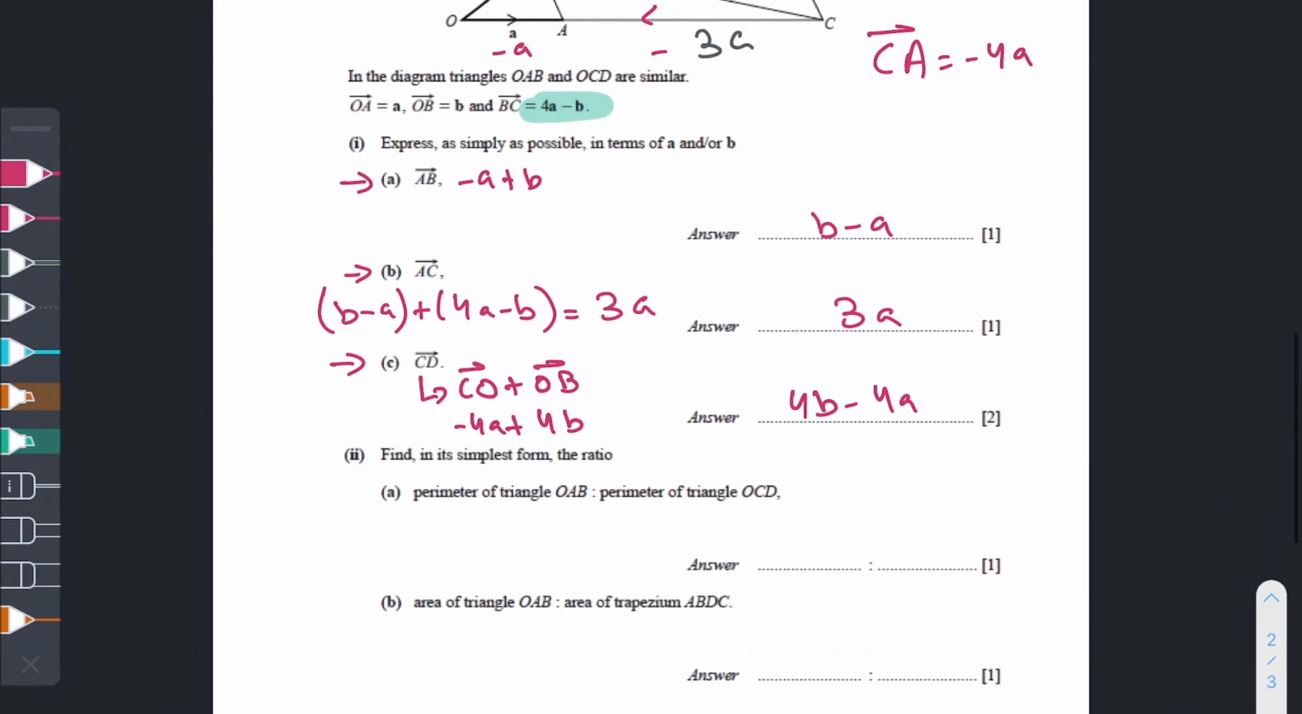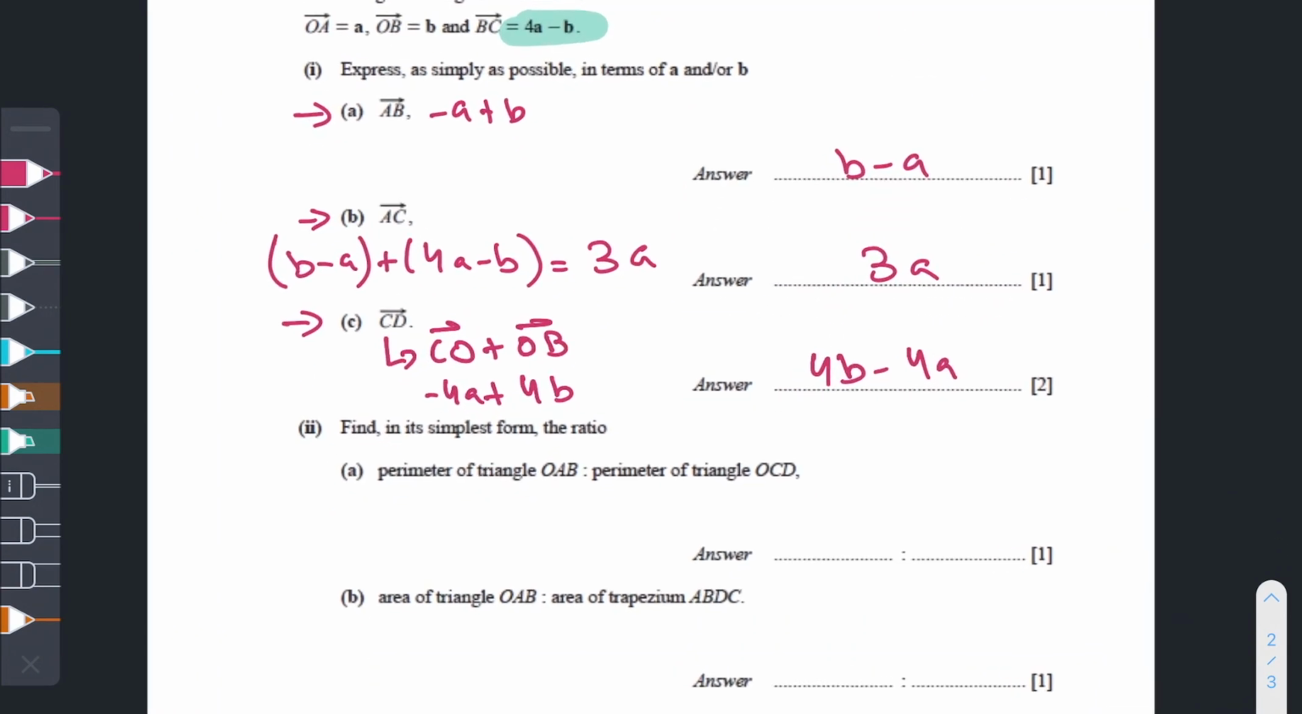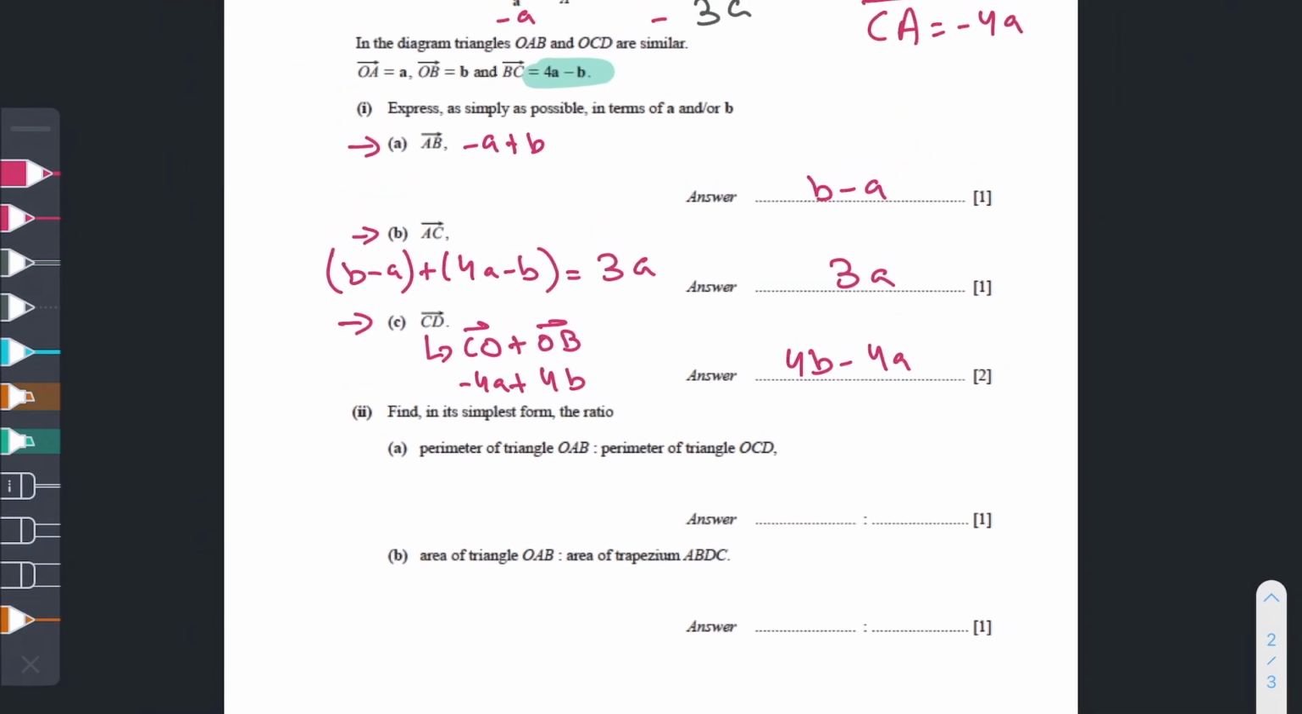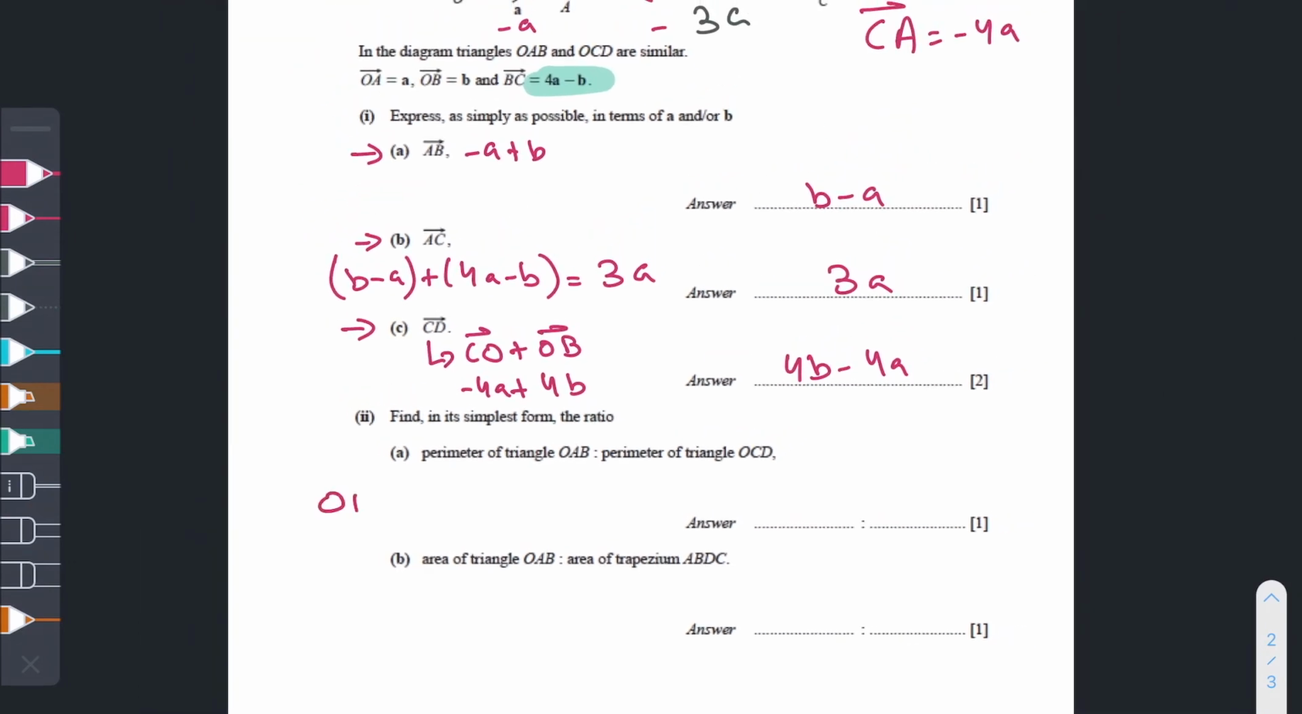The next part says, find in the simplest form the ratio of the perimeter of the triangle OAB and the perimeter of the triangle OCD. This is a very simple question. You can pick any side. For example, if I choose OA and compare it to OC, OA was 1 unit and OC was 4 units. So the ratio of the perimeter becomes 1:4.